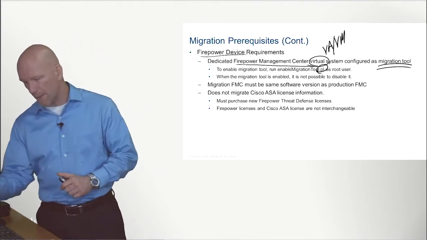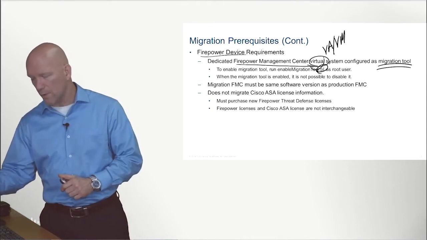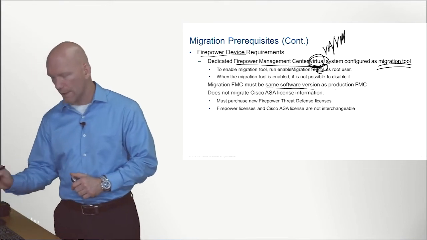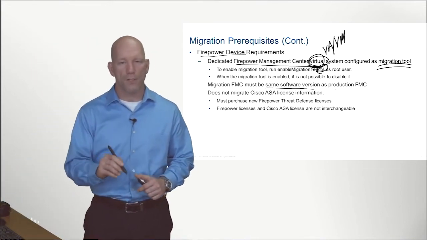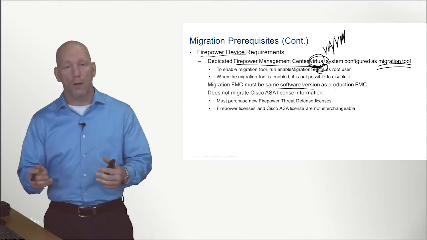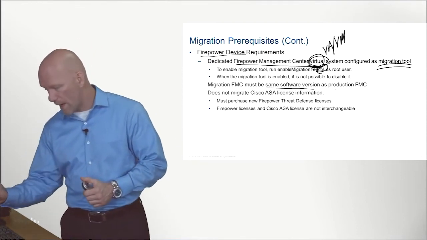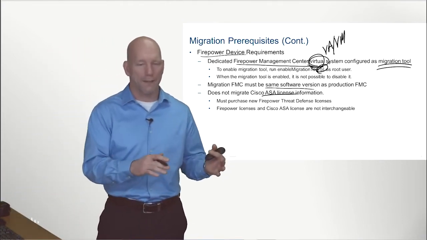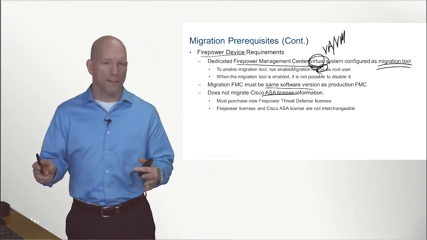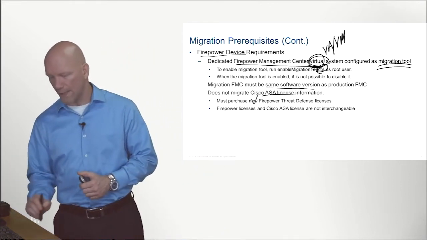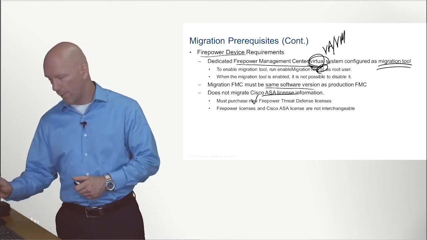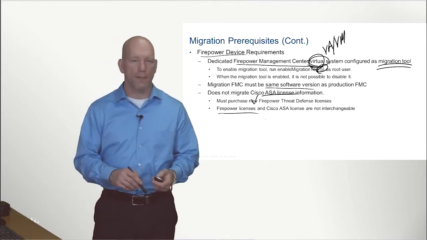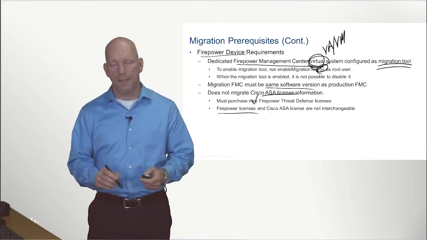And then last but not least, because we're doing a migration-only virtual FMC, we need to make sure that this migration-only virtual FMC and the production firepower management center, or FMC, are running the same version. Also, we do not bring over ASA licenses. Folks, they're simply incompatible. They fall into that classic or to be migrated license model. So again, we have to purchase new firepower threat defense licenses, and we need to make sure that we are getting them specific to firepower, and the firepower feature set, because again, they're not interchangeable.